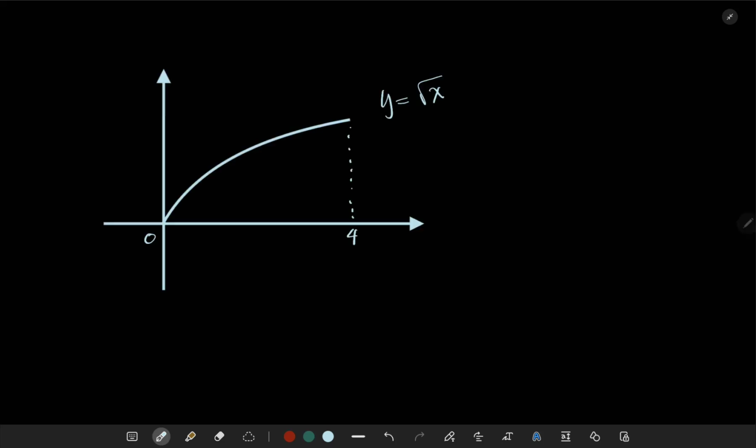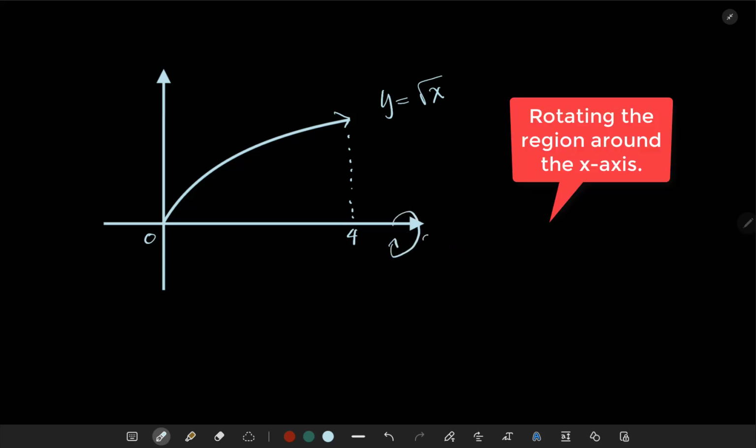All right, so let's go ahead and compute a few more volumes. Let's start with that. Let's look at this graph, the square root of x, and let's try to compute the volume of the solid generated by rotating around the x-axis.